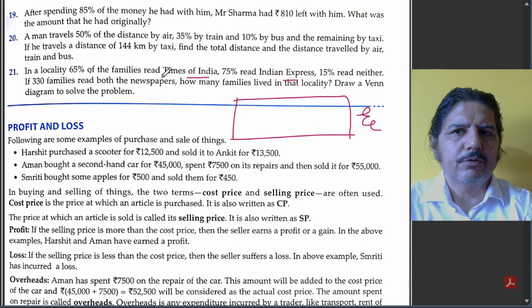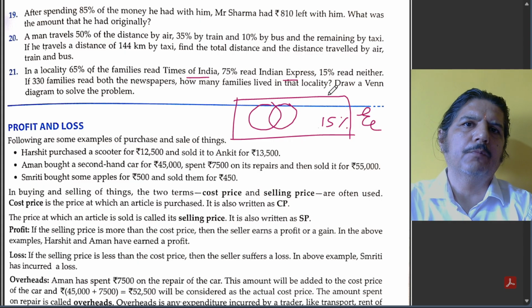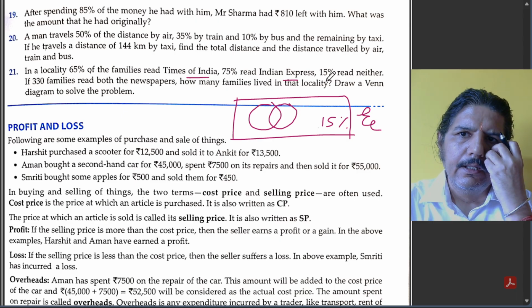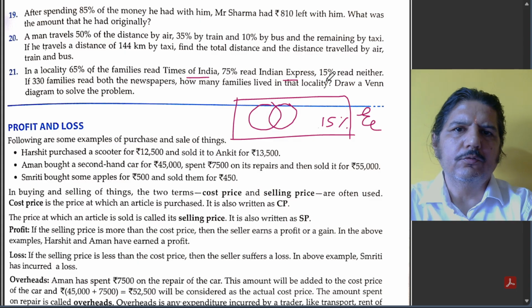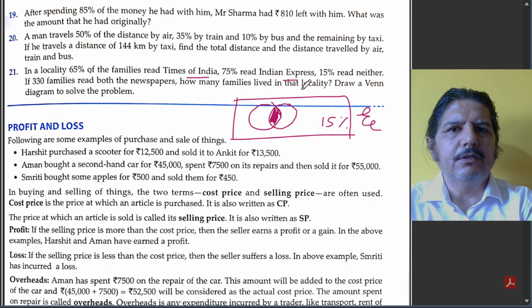So 65% of the families read Times of India. Okay. 75% read Indian Express. Okay. 15% read neither. So these are the 15% people who don't take newspapers. If 330 families read both the newspapers, so these are the families which read both the newspapers. The intersection. How many families lived in that locality?